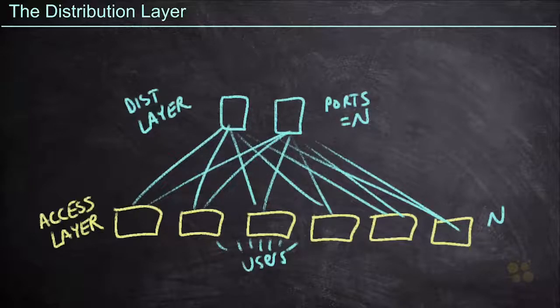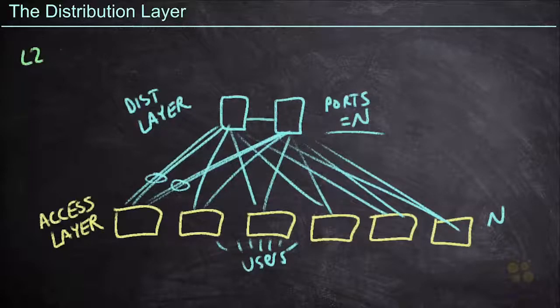Now this number could change depending on whether we want to further increase our resiliency or at least increase our bandwidth by deploying ether channels to the upstream devices. In that case, we would need more than n ports on each distribution switch. And by the way, this calculation is only for downstream connections. We still need some ports for upstream connections to the core layer, as well as connecting to the other distribution switch. Now a couple of things about the distribution layer. We can deploy the distribution layer at layer 2 or layer 3.